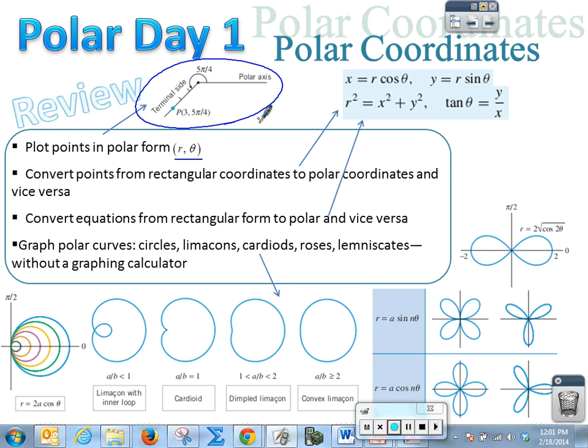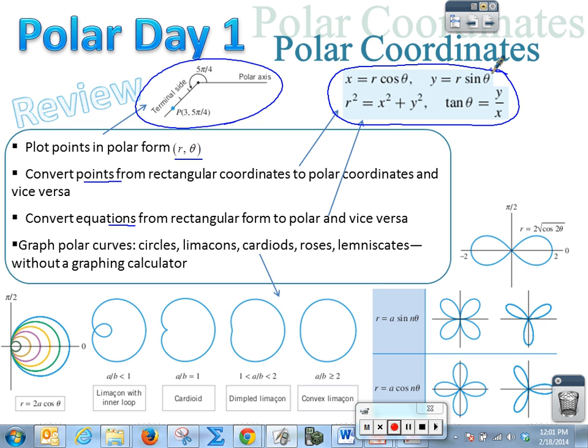We are going to have to remember how to convert points and equations from rectangular form to polar coordinates, and these four equations are going to be pretty important to us, just like they were last year. We need to remember these four equations in order to be able to do the things that we're getting ready to work with. And also graphing.